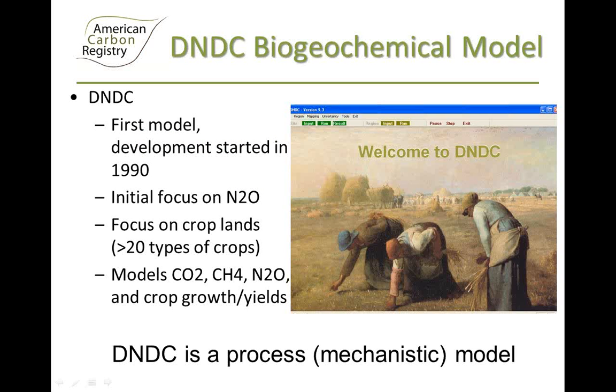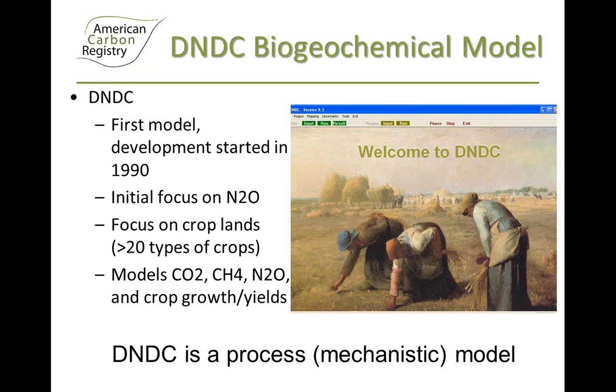DNDC was initially developed in the early 1990s with an initial focus actually in estimating nitrous oxide emissions, which required that the model look at the mechanisms or the processes that drive carbon and nitrogen cycling in agro-ecosystem soils. It's been used for a large number of crops to date. It does a full accounting of field-level greenhouse gas emissions, accounting for all the soil sources and sinks of emissions, including carbon dioxide, methane, and nitrous oxide.